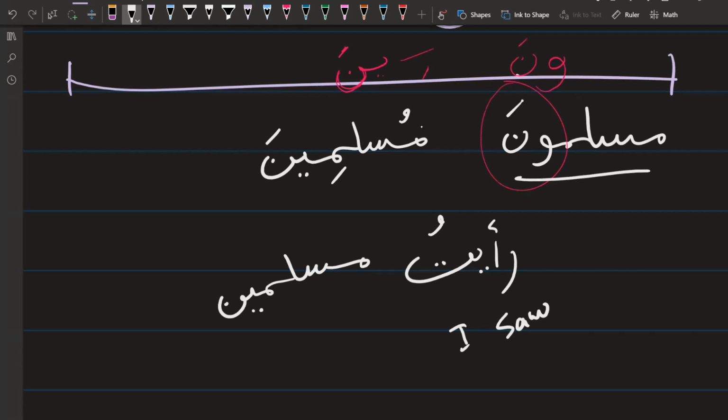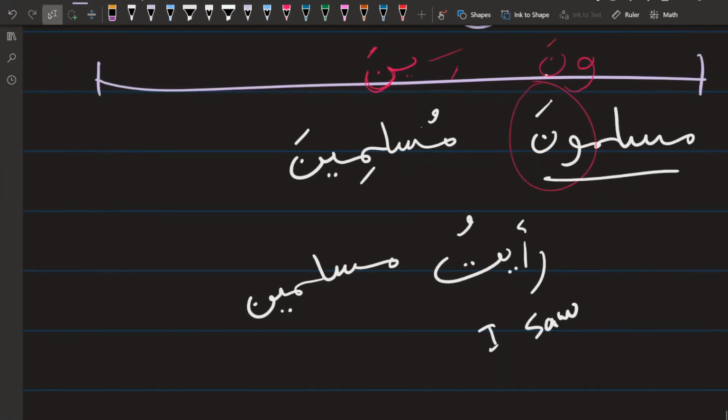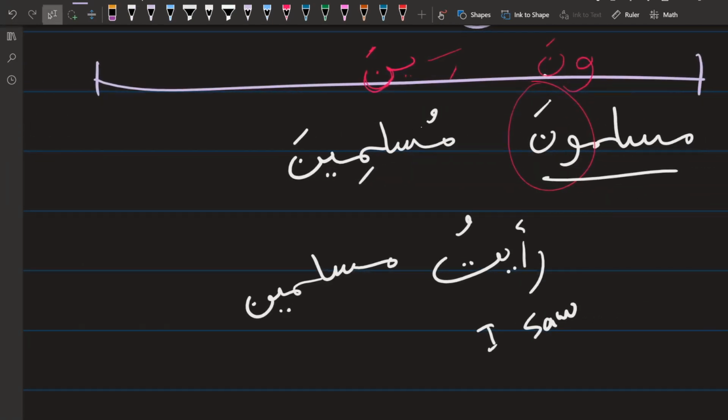Okay, because we're not doing the verbs, I understand that's not a problem, but we kind of talked about enough, so at least you understand the concept. Is it clear? So you say Ra'aytu muslimina. So I saw Muslims.